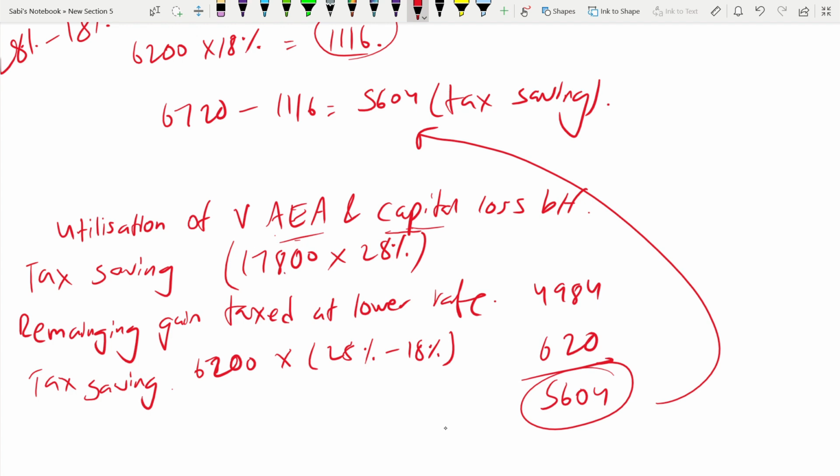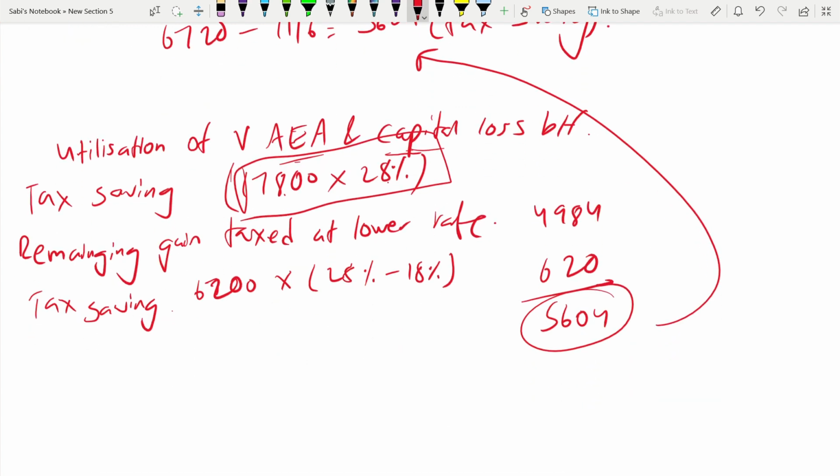Why 17,800 and 28%? This part I will explain again. I know it's a bit confusing. This 17,800 gain is in the hands of Thomas currently, because Thomas is the one having the gain. Vanessa is having a loss. She can utilize her annual exempt amount and her capital loss also. So once the gain of 17,800 is transferred to her, she can utilize her annual exempt amount and capital loss.